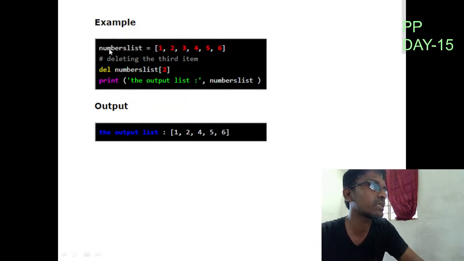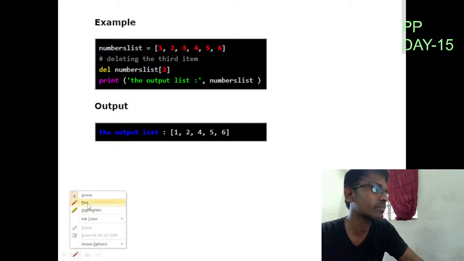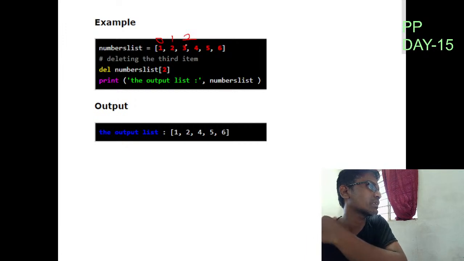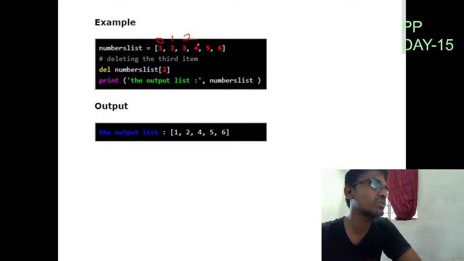So for example, number list is equal to 1, 2, 3, 4, 5 and 6, and del number list followed by index number 2. So what is index number 2 here? The first value is at index number 0, the second value at index number 1, the third value at index number 2, the fourth value at index number 3, the fifth value at index number 4, and the sixth value at index number 5.